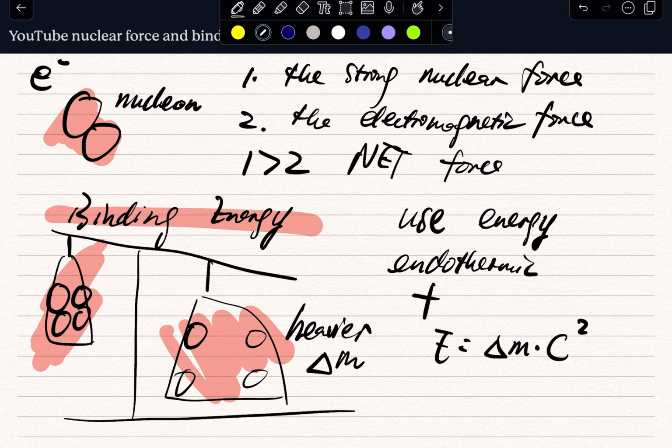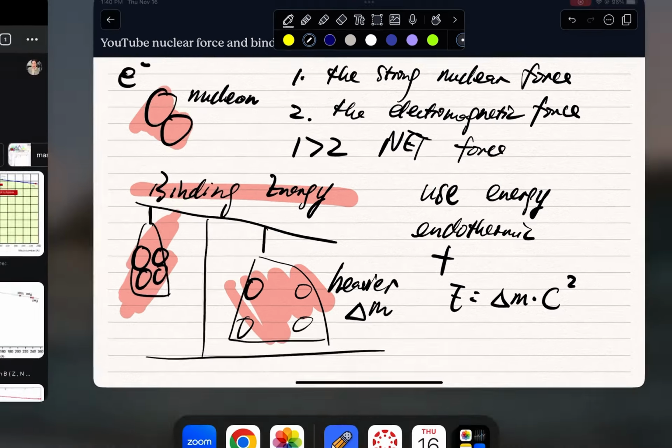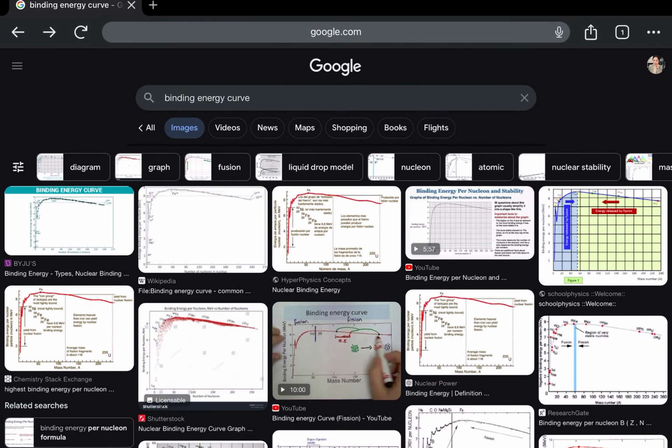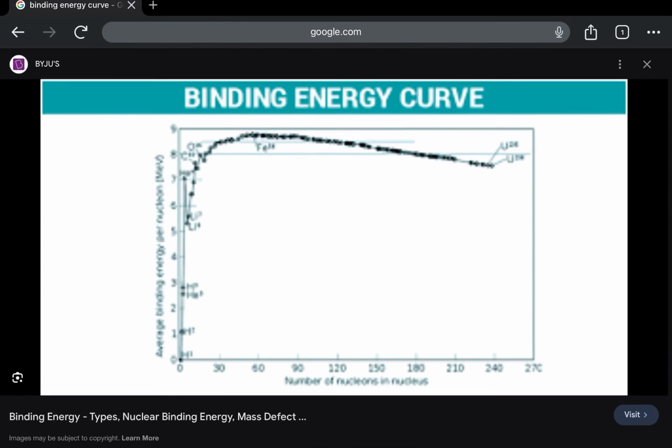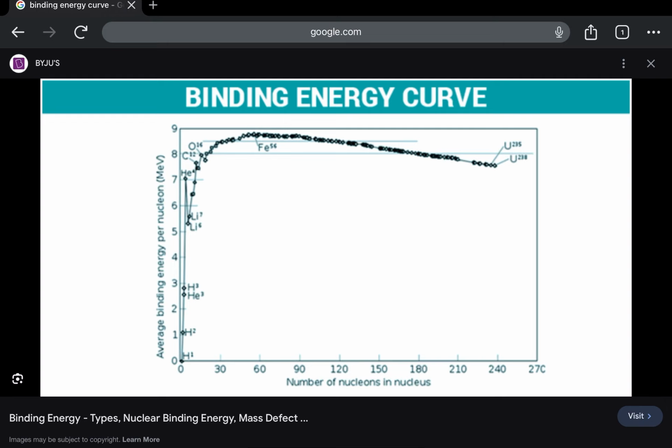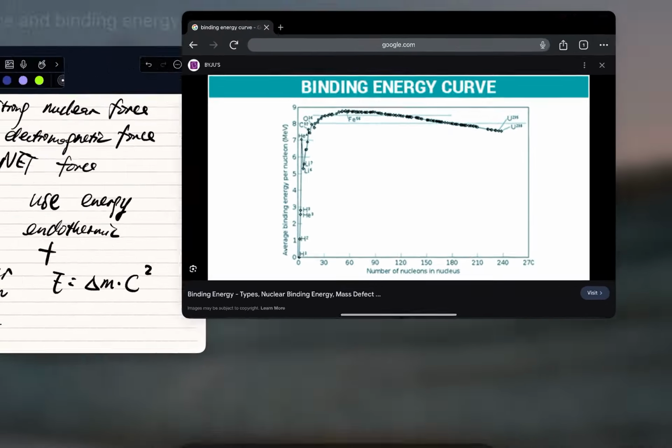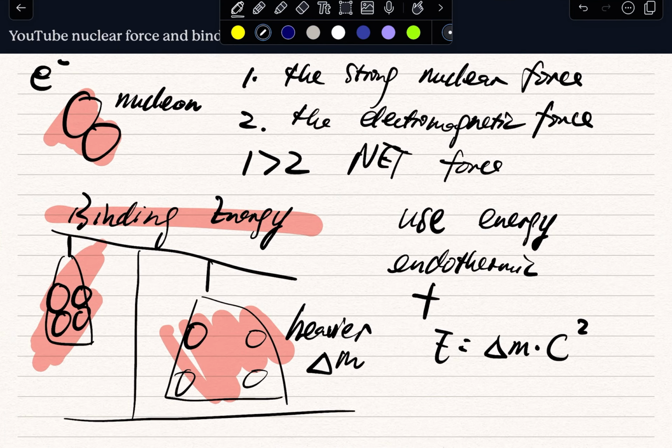Awesome, perfect. Now I think we can talk about a graph that you may see on a lot of websites. It's called a bonding energy curve, right? So it basically tells you which atom has the highest bonding energy. So here it is iron 56, right? Which means that it takes the most energy to split the nucleus, right? To break apart the nucleus into individual particles, AKA protons and neutrons.